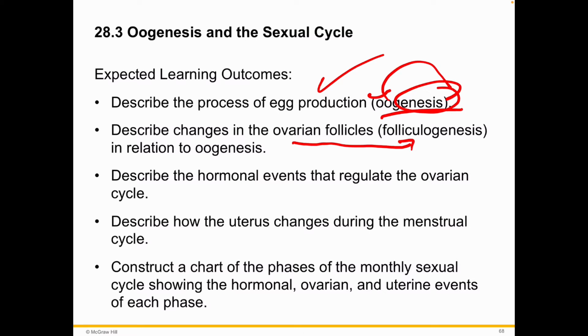We'll also look at how the uterus changes during menses and the menstrual cycle. We will look at a chart of the phases of the monthly sexual cycle, showing all the hormonal changes, where the ovaries are at, and what the uterus is doing during each one of those phases.